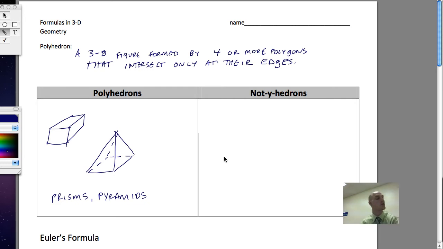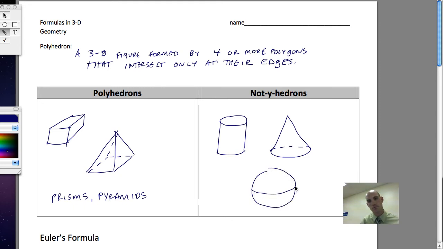Non-polyhedrons. Things that are not polyhedrons would be cylinders, cones, or spheres. Okay? So cylinders, cones, and spheres are not polyhedrons because they have curved sides. They are not all polygons.